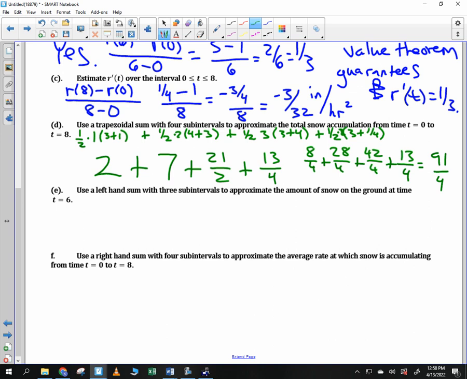What the heck did we just do? Inches. Yeah, that's what's accumulated. True or false? That's how much snow is currently on the ground. False. Why? Because we started with how much?